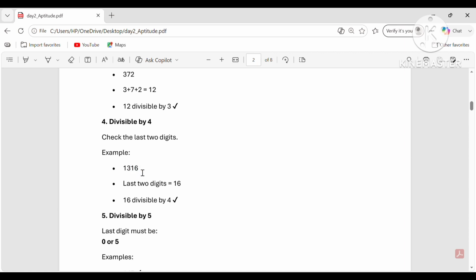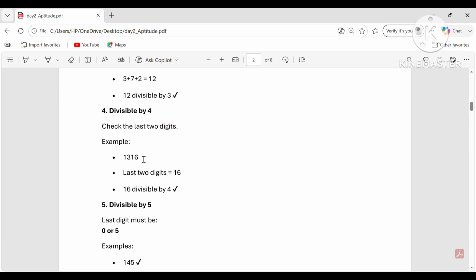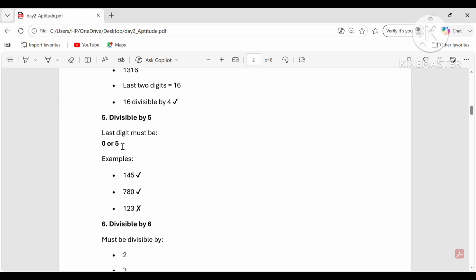And coming to divisible by 4, check the last 2 digits. For example, 1316. Here we need to take 16. Last 2 digits are 16. 16 is divisible by 4. That means we need to check last 2 digits for divisible by 4 type of questions.